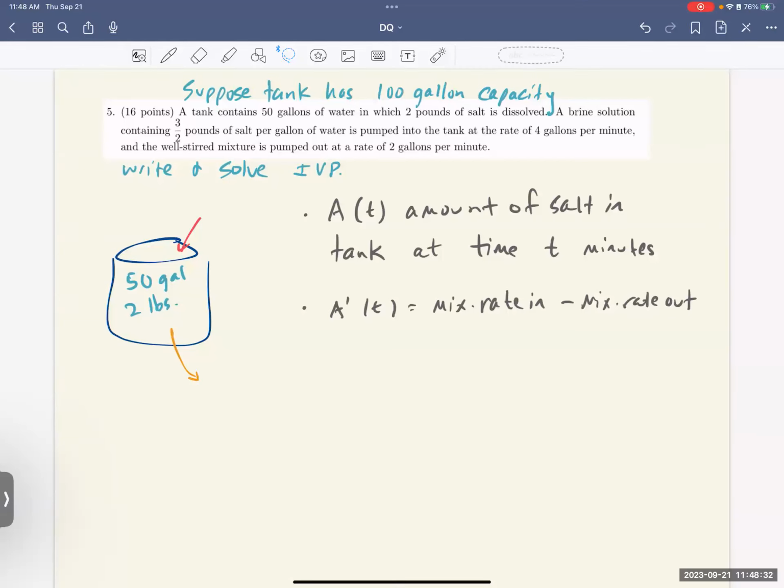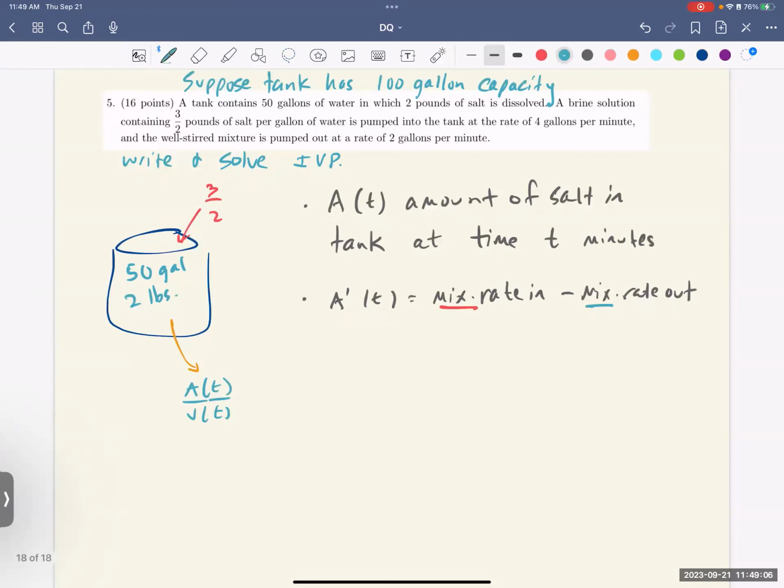A of t is the amount of salt in the tank at any particular time. The differential equation that models the situation is the mix coming in times the rate it comes in minus the mix leaving times the rate out. So the mix coming in is 3/2, and the mix leaving is the amount of salt at a particular time divided by the volume, and that's true all the time. So for any of these problems, we need to figure out the volume. So let's figure out the volume.